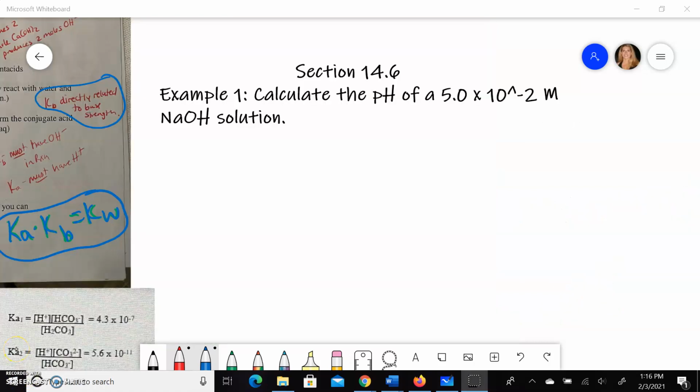All right, so this is our first example, and it says calculate the pH of a sodium hydroxide solution. So first of all, you need to know that this is strong. It's a group 1 metal bonded to hydroxide, and so that means complete dissociation. So we can assume that it's going to 100% break apart into ions.